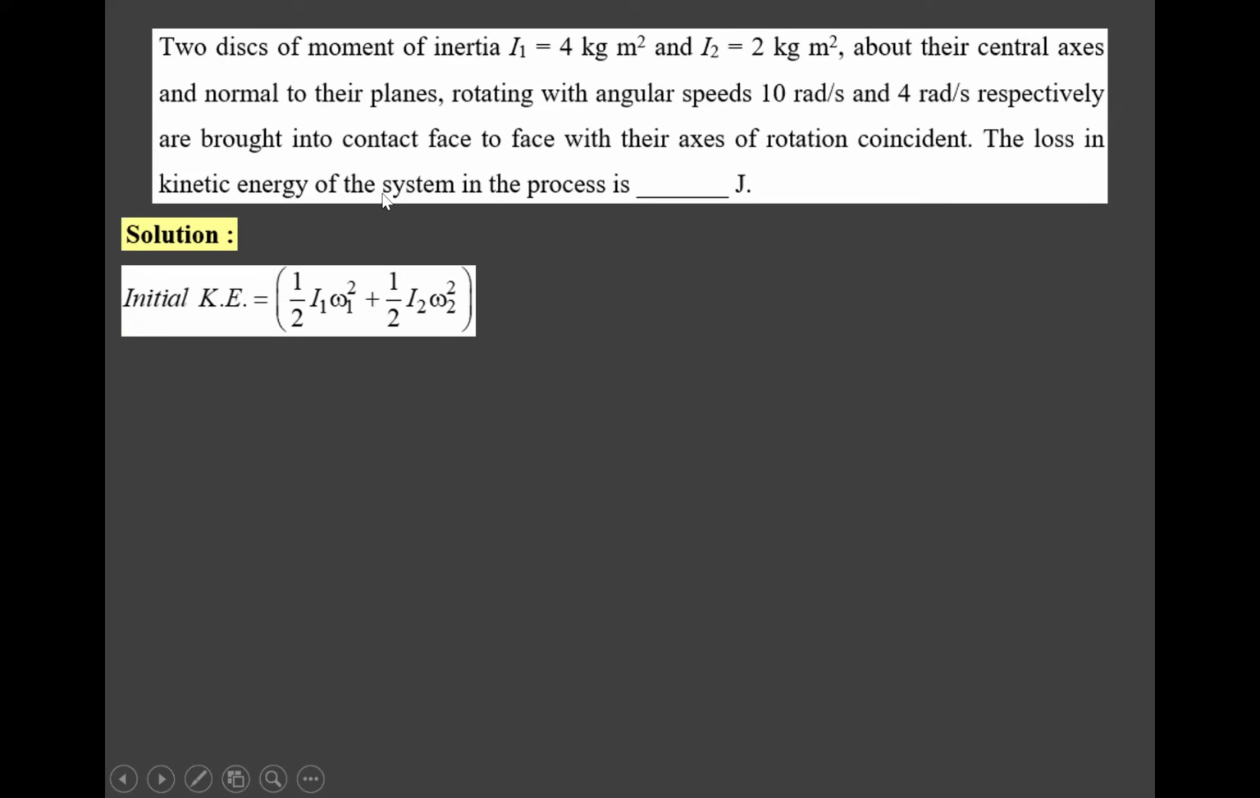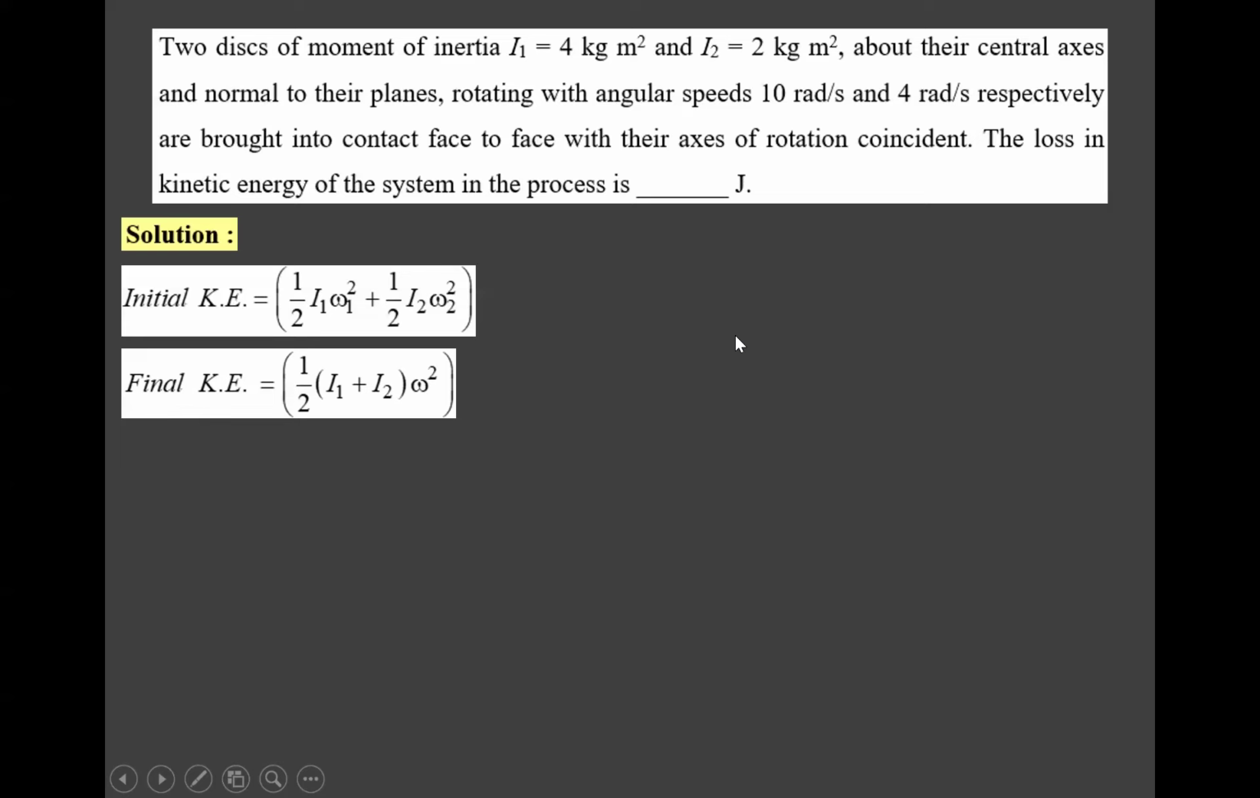Now these two disks are coincided, right? Brought in contact and their axis is coincided. So in that case, the kinetic energy of the system will be half now moment of inertia of the system, that is I1 plus I2 into omega square. Now what is the angular speed in this particular case? That is not given to you, see, in the question. So first of all, we have to calculate this omega. Then and then only we can calculate final kinetic energy.